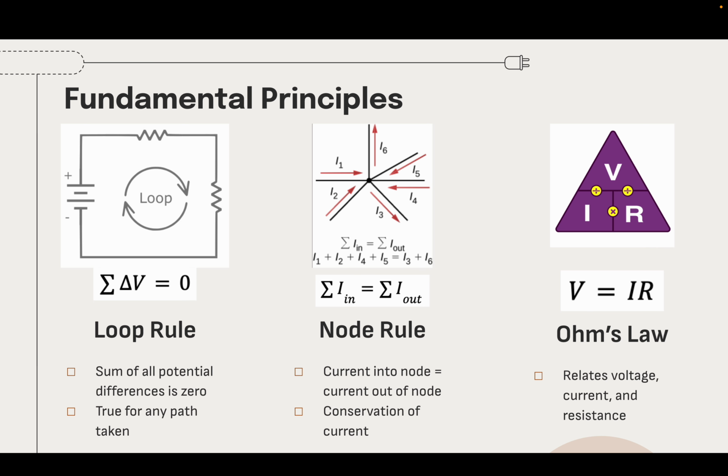Our loop rule states that the sum of all potential differences is zero, and this is true for any path taken. Node rule states that current into a node equals the current out of a node, which is a consequence of the conservation of current. And Ohm's law relates current, voltage, and resistance.